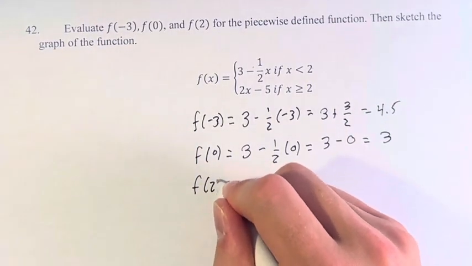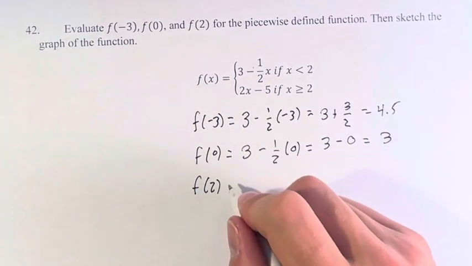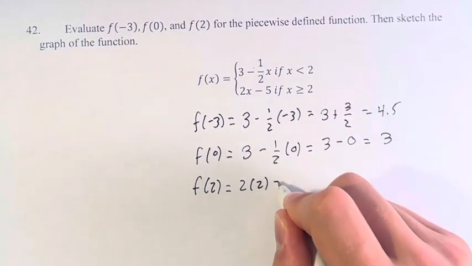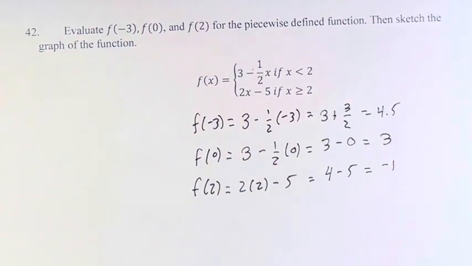And f of 2 is greater than or equal to 2, so we're going to use 2x minus 5. 2 times 2 minus 5. 2 times 2 is 4, minus 5 is -1.